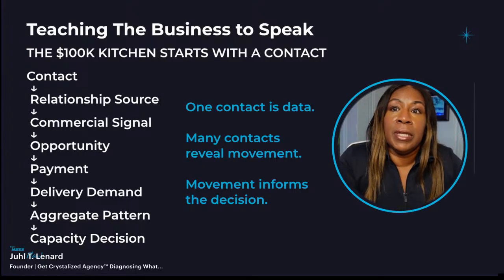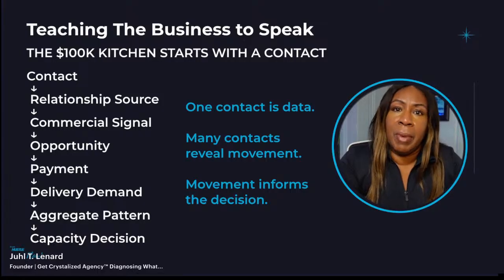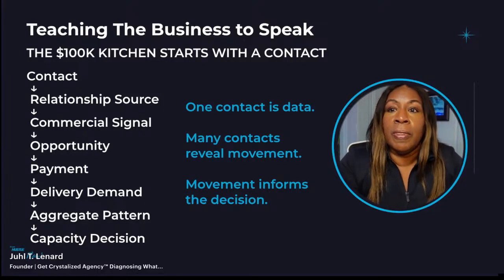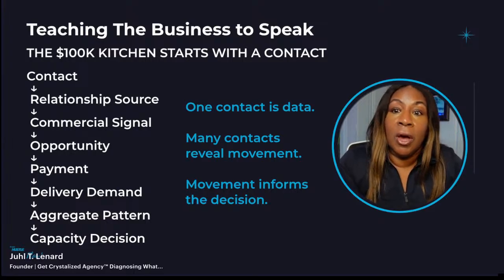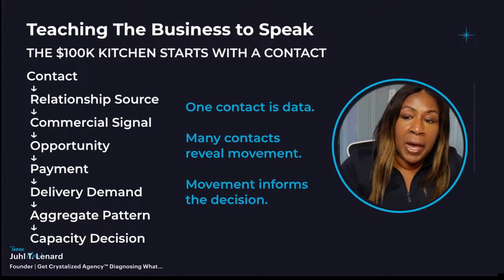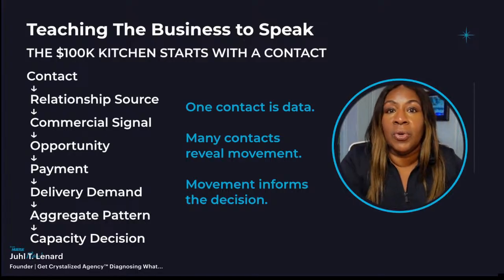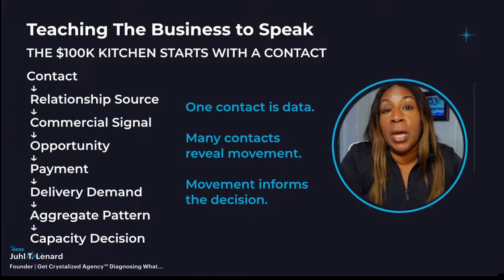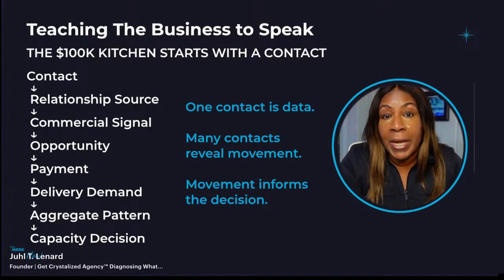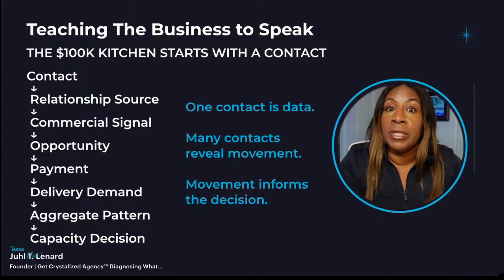So let's look at it. You start out with a contact, and that seems really silly. Jill, we're talking about investing in the kitchen, and you're talking to me about contacts. Yes. So we have the contact. We look at the relationship source, whether there's commercial signal, all these things: the opportunity, the payment, delivery, aggregating the pattern, and the capacity decision. Why? Because we need to understand what the business will do. So the one contact is just data. Yeah, you're right. But many contacts reveal movement, and movement is what informs the decision.